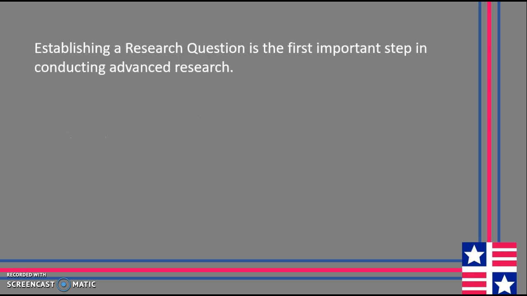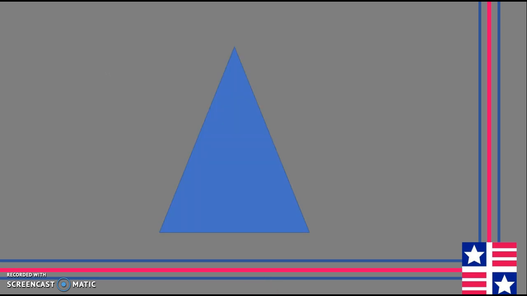Establishing a research question is very important in conducting advanced research. If you think of research as a cone, a triangle, the larger topic that you chose last week is at the bottom. What we're going to do now is move upwards by narrowing it by selecting a research question. We do this by getting specific.